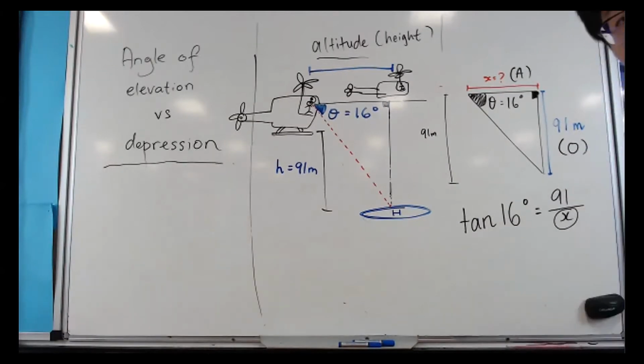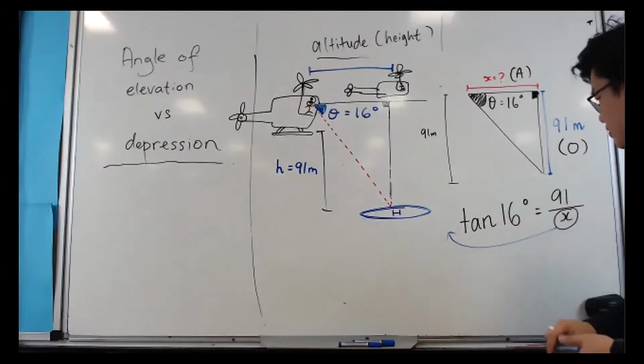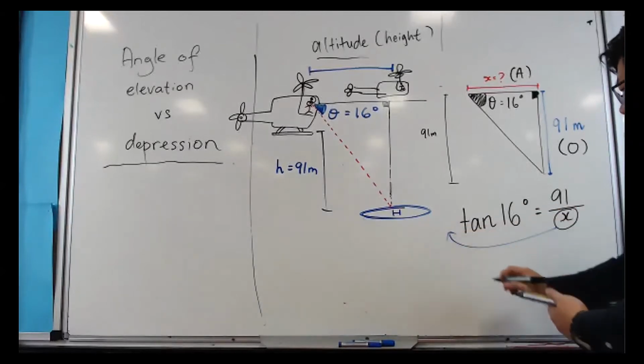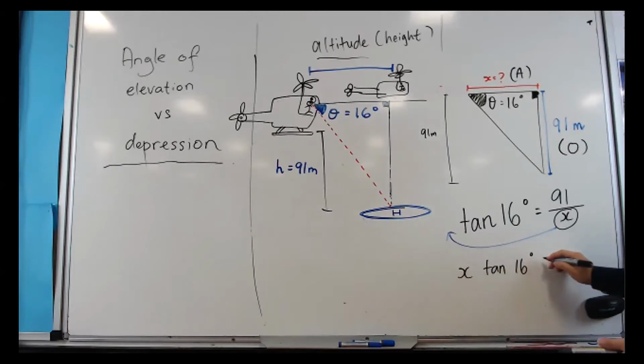Chuck it to the left. Very good. Excellent. Like a quick answer right there. Well done. So chuck it to the left there, and that becomes what? x tangent 16 degrees equals 91, isn't it? Okay. So x tangent 16 degrees equals 91.